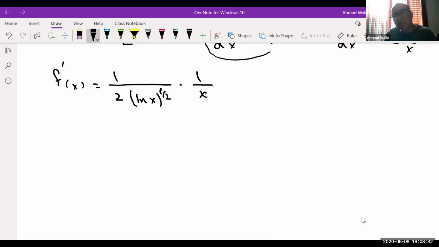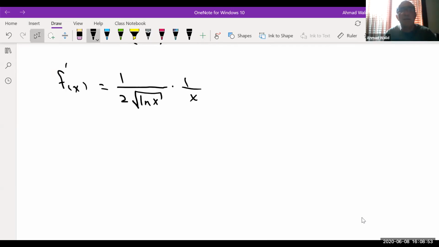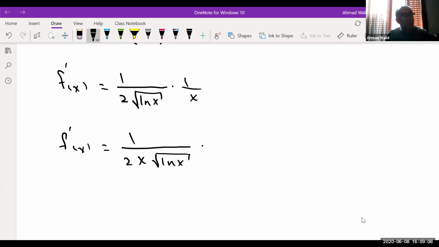Do a little bit of algebra, write in a nice way. F prime x equals 1 over 2. Instead of ln x to the power of 1/2, you can write a square root of ln x times 1 over x. Now multiply. F prime x equals 1 over 2x radical ln x, final answer.